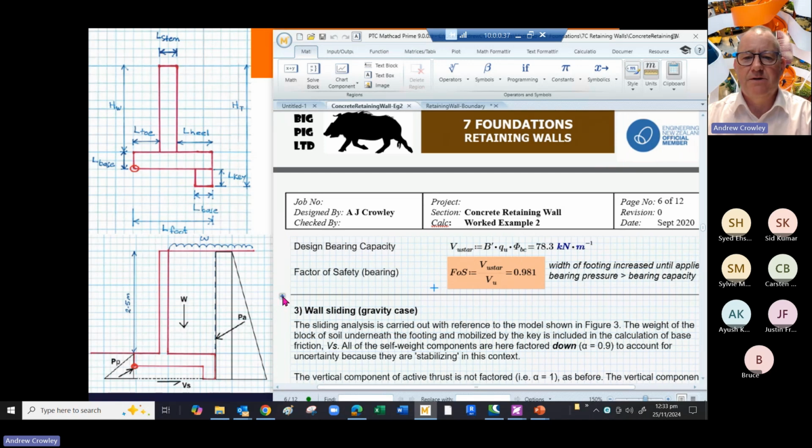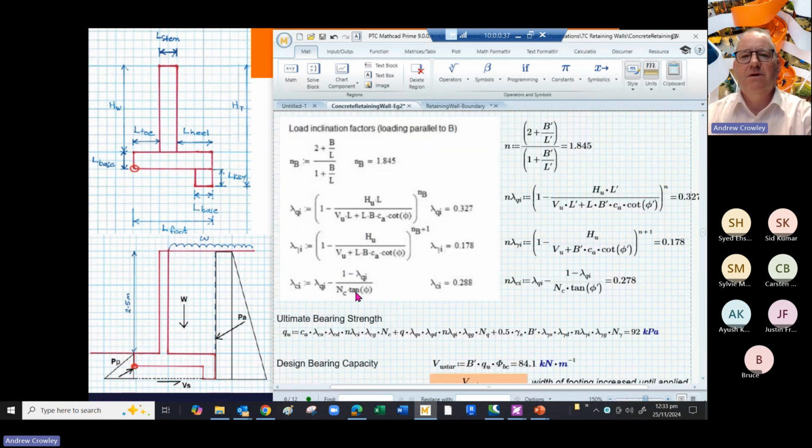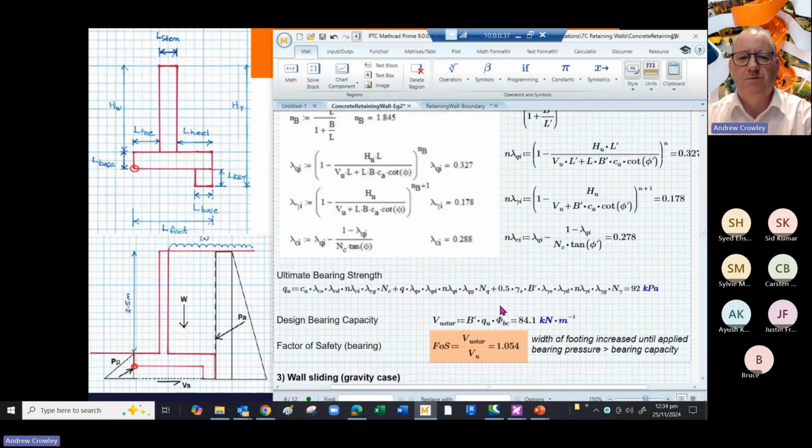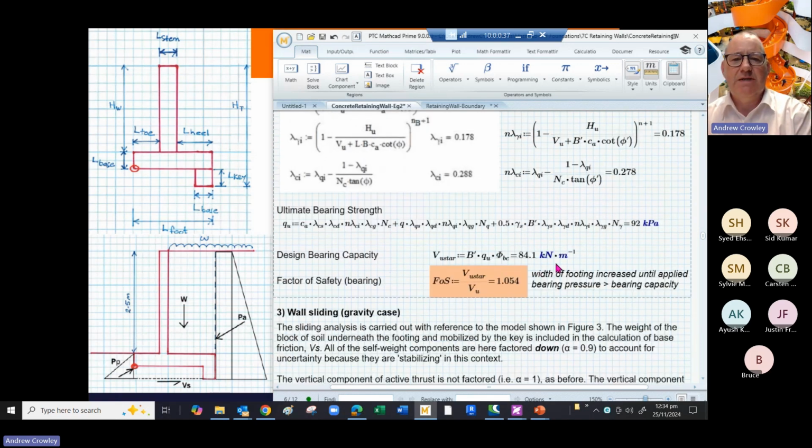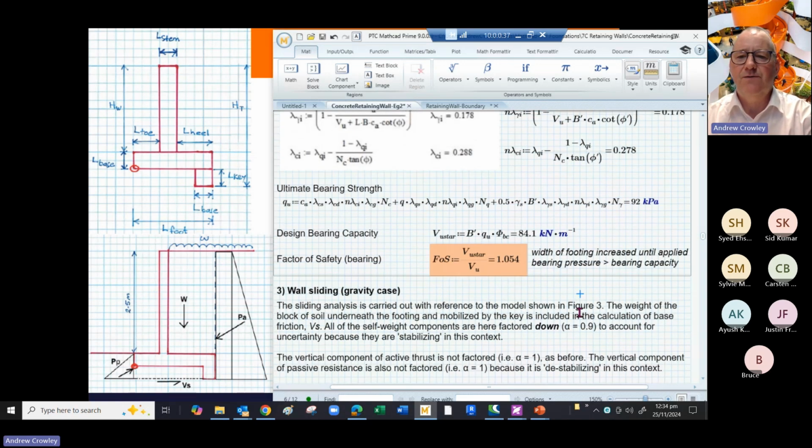I've also got another calculation, which is taking it straight from Module 6 of MBIE, and they use slightly different parameters. They use parameters for the load inclination factors given here, and I think that's come from a formula by Vesic. And the load inclination factors end up slightly larger, so your bearing capacity is also slightly larger. So your design bearing capacity works out as 84.1 kilonewtons per meter, which gives our factor of safety in bearing as slightly over 1. How convenient.